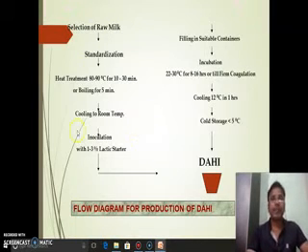And this is the flow diagram for the preparation of the popular fermented milk product, that is the dahi. The first point is the selection of raw milk. The selection of raw milk is very important, as the quality of the final product, that is dahi, totally depends on the quality of the raw material, that is the milk, which is used for the preparation of dahi.